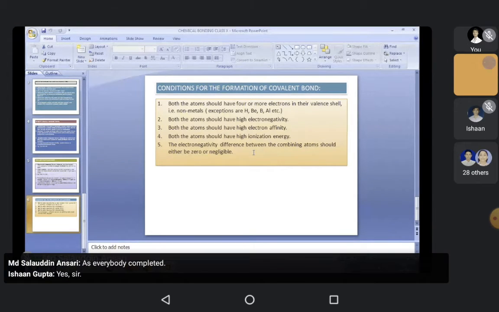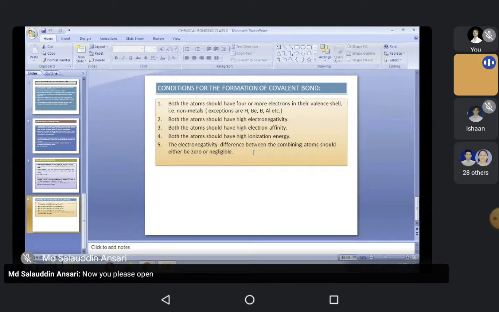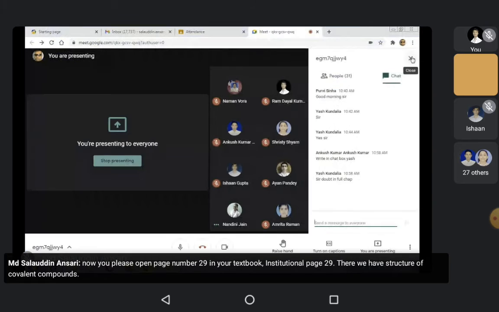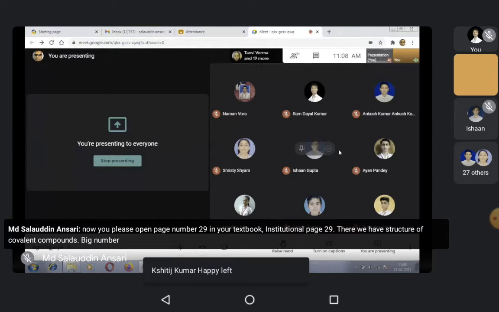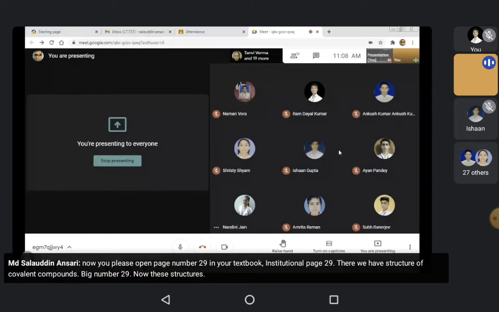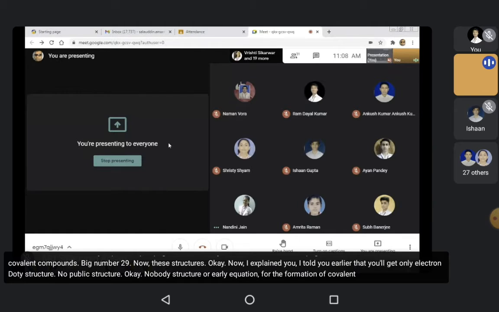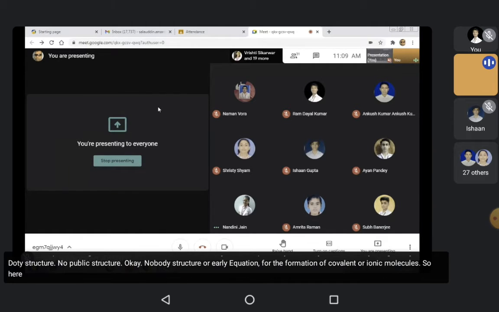Okay. Now, please open page number 29 in your textbook. Page 29. There we have structure of covalent compounds. Now, I told you earlier that you will get only electron dot structure for the formation of covalent or ionic molecules. So here we have electron dot structure, and this you will be practicing. So you just take it down in your chemistry notebook.